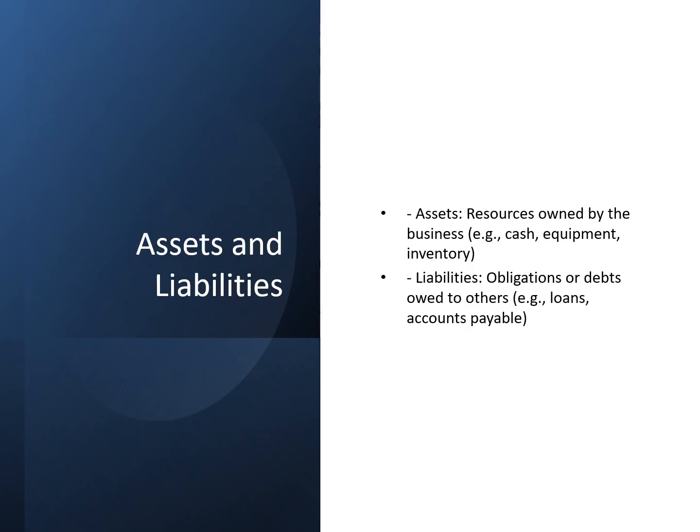Assets are things that the business owns, like cash, equipment, and inventory. And liabilities are what the business owes, like loans, unpaid bills, or accounts payable.